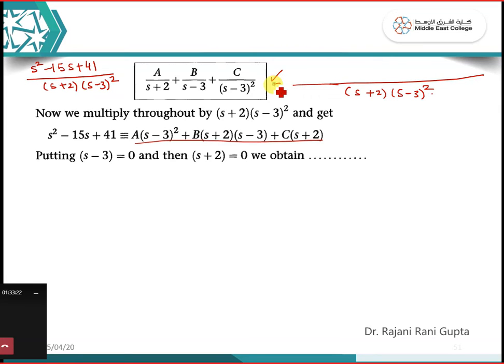Now we need to look for the term to be multiplied with a, b and c.